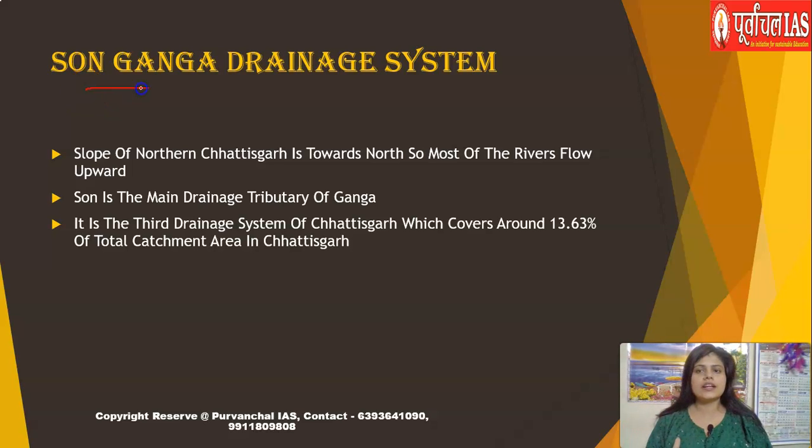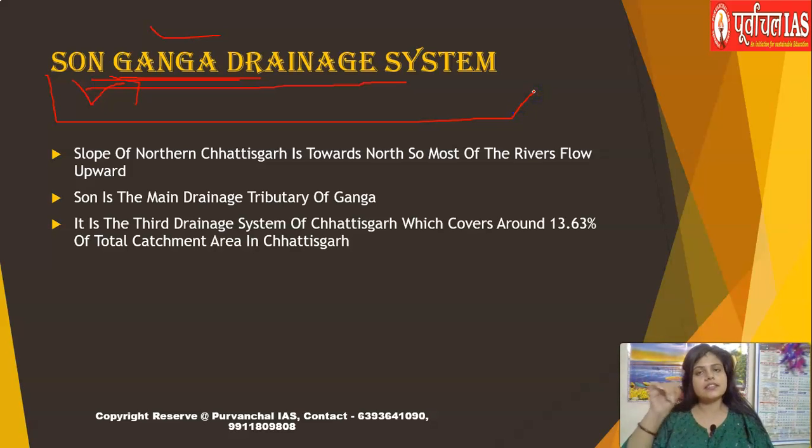See, this Son Ganga drainage system is basically the part of Ganga drainage system. You know river Ganga, which flows in the upper part of India, and Son is a very important tributary of Ganga, and that is why it is referred to as Son Ganga drainage system. This Son Ganga drainage system is basically found in the northern boundaries of Chhattisgarh. See, the slope of northern Chhattisgarh is towards north, and that is why the flow of the rivers is upward, like the river starts from here and then goes upward. We will see this in the map also.